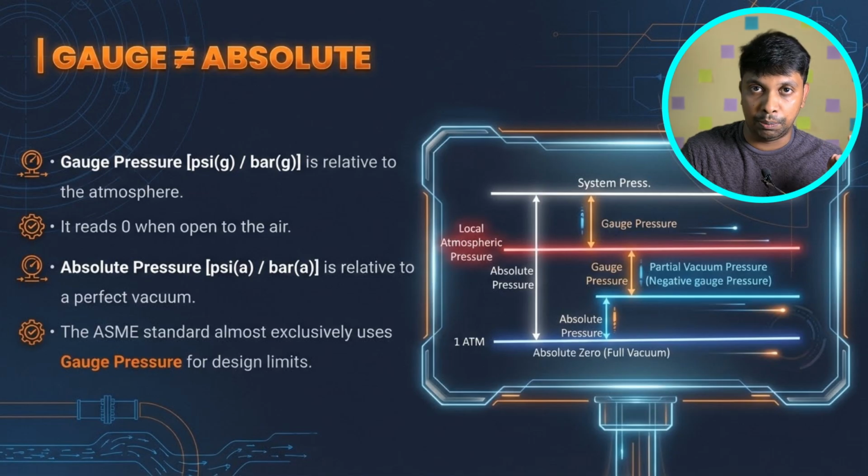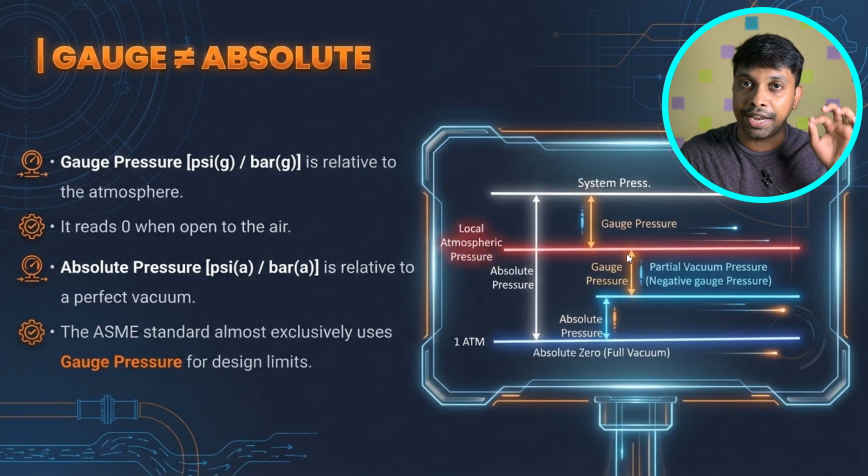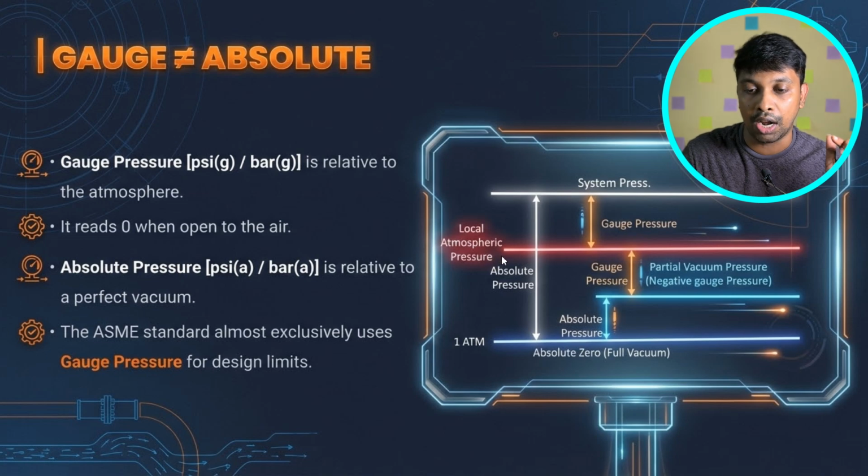We will discuss each and every pressure in a detailed manner in this video. There is a common mistake that we make as junior engineers. When I started my career, I also did the same: gauge pressure and absolute pressure. In this graph you can see that this red line is the local atmospheric pressure we are experiencing in day to day life. Even now you and me are experiencing this local atmospheric pressure. And what is the absolute pressure?